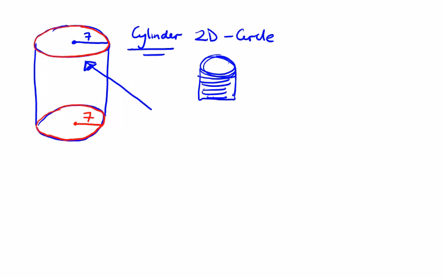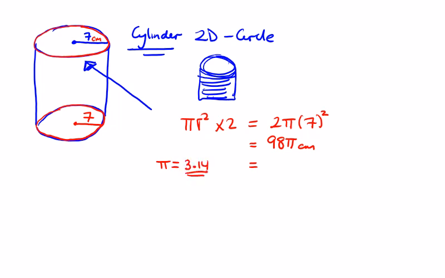They're both the same. So we have pi r squared by 2, which is 2 pi times 7 squared, 2 pi r squared. So that's going to give me 49 times 2, 98 pi. And that would be in cm, as we're dealing with a can of Coke here. And if I say pi is equal to 3.14, we could get a value for this. And I get 307.72 centimeters squared.